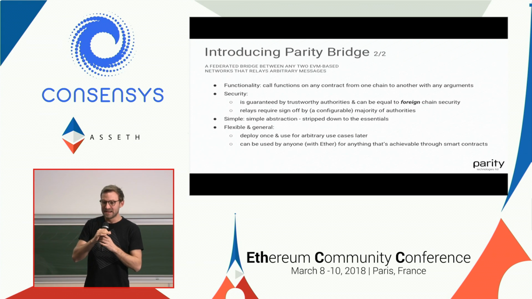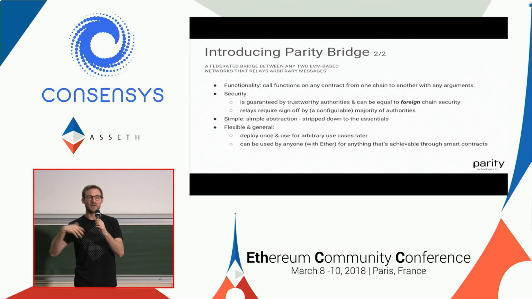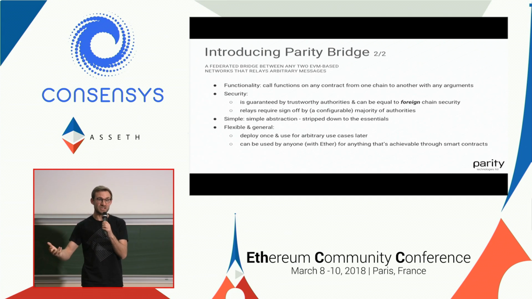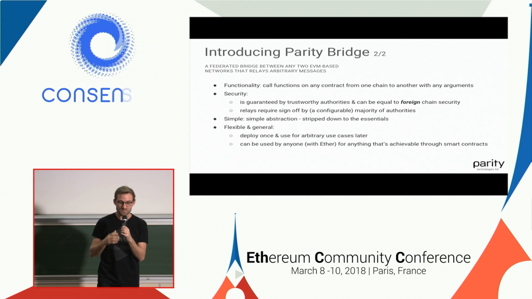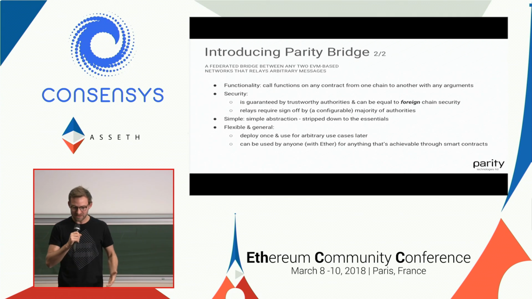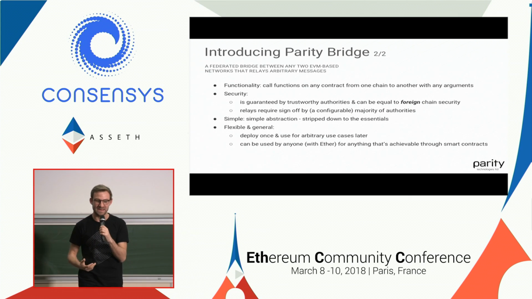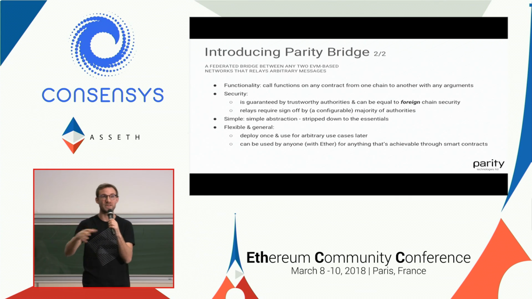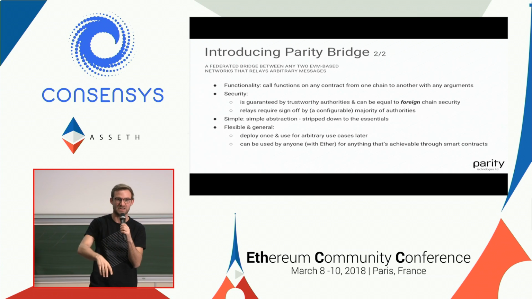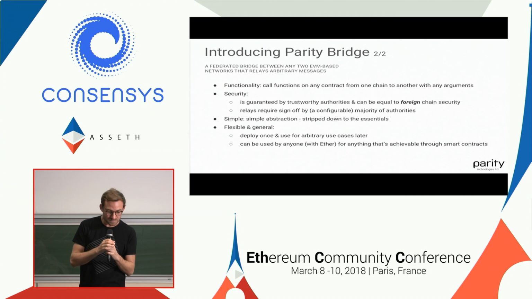And its security relies on authorities that run the bridge and the other network. So authorities have to be trustworthy, but the overall security of the system can be equal to the foreign chain security, so the security trust model that's behind the other network.